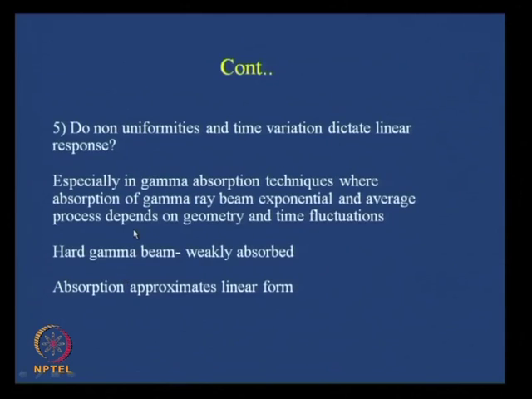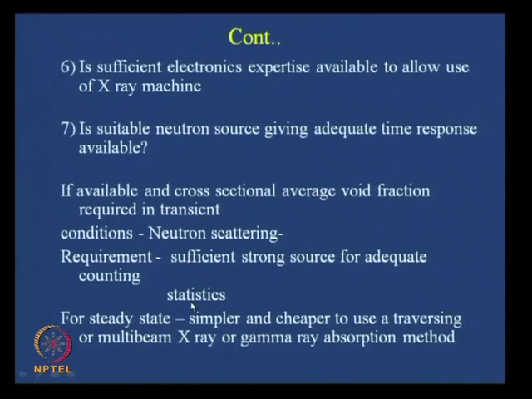Remember this. Another thing is, if time variation and non-uniformities are there in the flow, under that condition usually we would like to have a linear response, as I was telling. In slug flow etc., if the response is not linear, it is a problem. So, for linear response, what do you have to do? If it is a radiation attenuation technique, the only thing is to use a hard gamma source, as I have said, which is weakly absorbed. When it is weakly absorbed, naturally absorption approximates the linear form. This is the only thing that can be used under this particular condition.